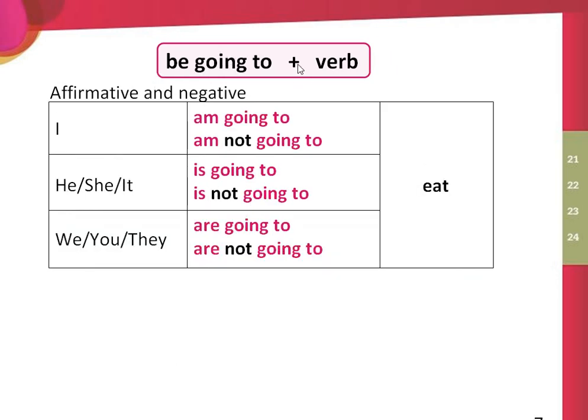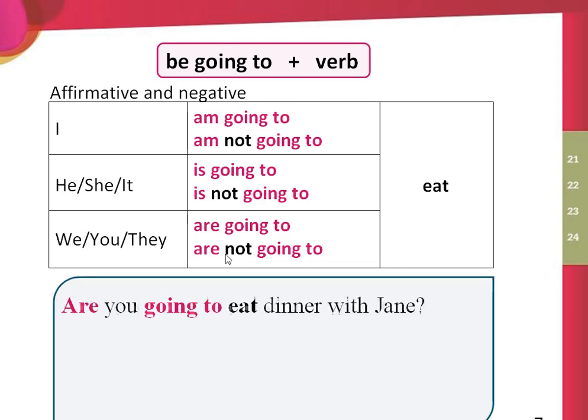Okay, verb to be. In the case of be going to plus verb, affirmative sentence, I am going to eat. And the negative, I am not going to eat. He, she, it is going to eat, or he, she, it is not going to eat. We, you, they are going to eat. We, you, they are not going to eat.